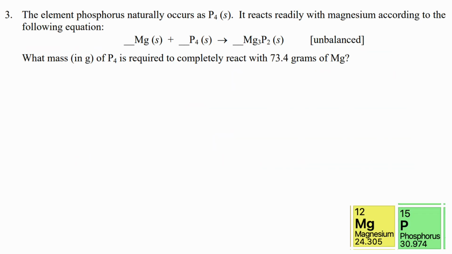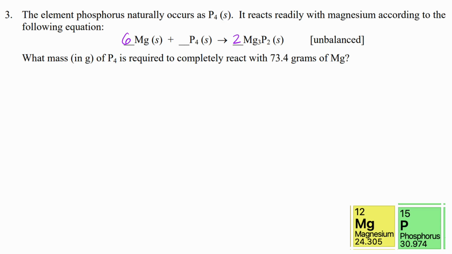Number 3 says the element phosphorus naturally occurs as P4. It reacts readily with magnesium according to the following equation. This is unbalanced. So remember, the first step in stoichiometry is you need to balance your chemical equation. So looking at magnesium, I have 3 moles of magnesium on the right and 2 phosphorus. So because I have to multiply that by 2 for my P4, I'm going to start with that. And then you can see I now have 6 magnesiums on the right. So I need to make this 6 on the left. And now I am balanced.